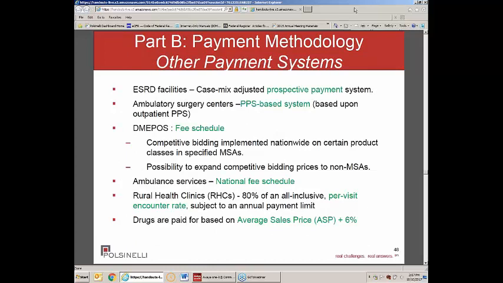And so this is just another summary of what I mentioned at the beginning, which is, there are many payment methodologies under Part B. Again, ESRD facilities have a case mix adjusted prospective payment system. ASCs have their own PPS-based system that's based on the hospital outpatient PPS, and it's a variation of that and an adjustment for the ASC setting. DME and POS, the prosthetics, orthotics, and supplies, are paid on a fee schedule, although there's some competitive bidding for certain product classes, so that means only certain providers or certain suppliers can furnish those services. Ambulance services have a unique national fee schedule with local adjustments, and then rural health clinics and drugs are also paid on their own distinct payment methodologies.